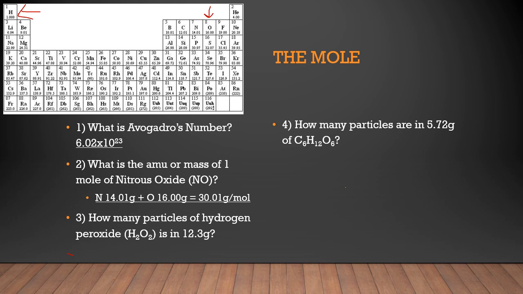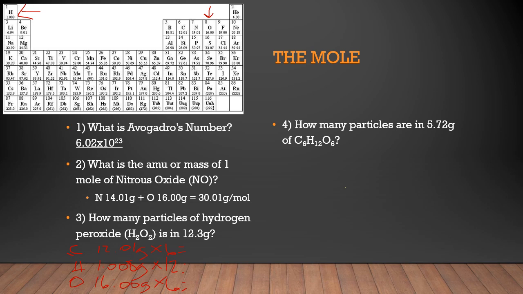How many particles are in 5.72 grams of C6H12O6? So we start off with defining carbon is 12.01 grams, and we have 6 of those. We have hydrogen is 1.008 grams, and we have 12. And then oxygen is 16.00 grams times 6.